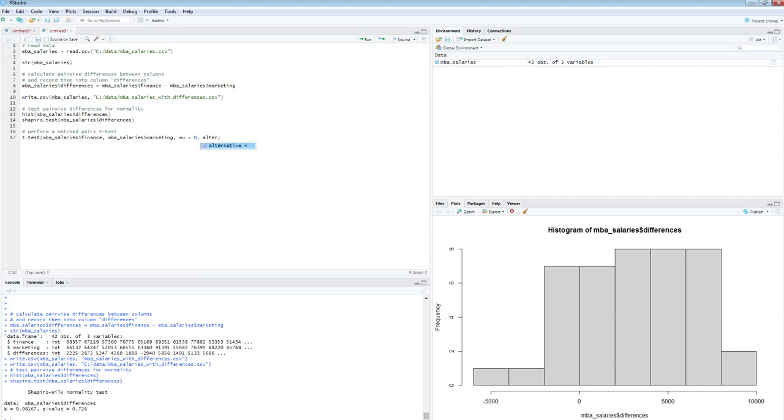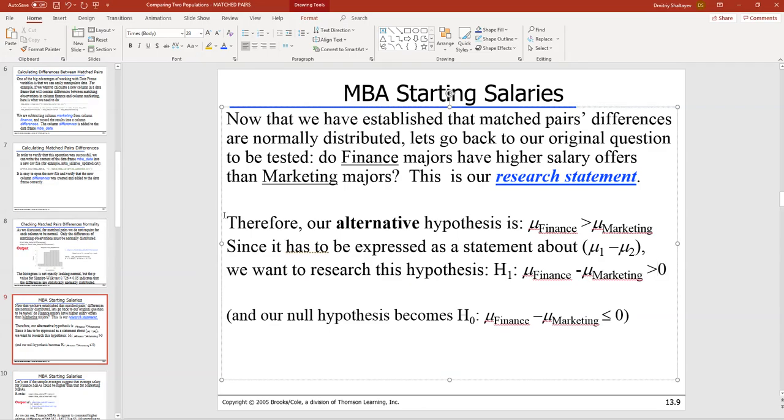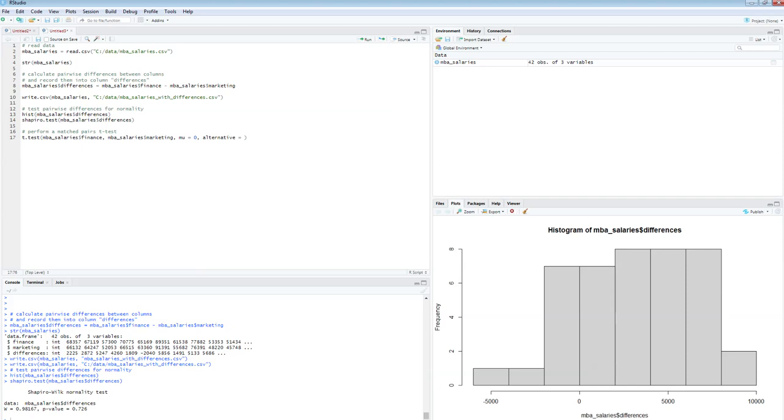Alternative hypothesis, so nothing really changed. Alternative hypothesis, what is it? Is it greater? Let me go back. Yeah, alternative h1 greater than 0, okay? So I'm going to have to say, quote unquote, greater. But here comes the important difference, and this is basically how the matched pairs t-test is different from the independent samples t-test.